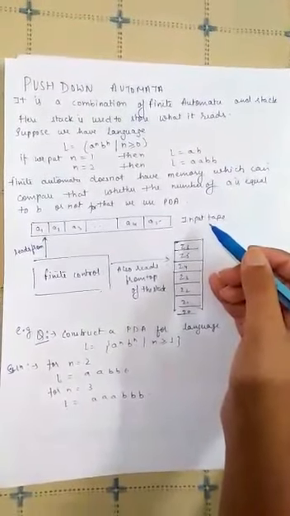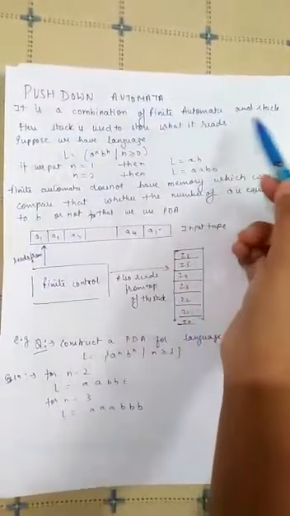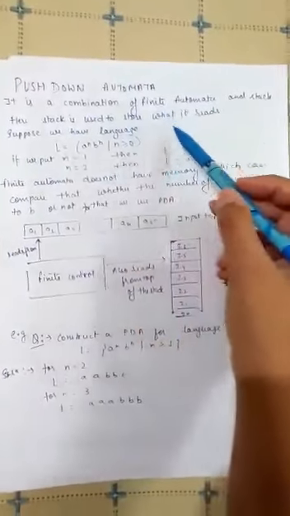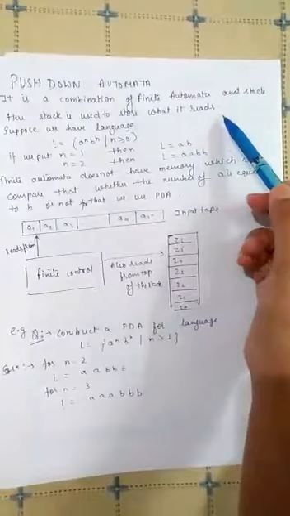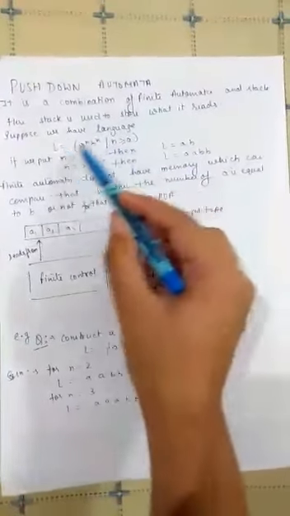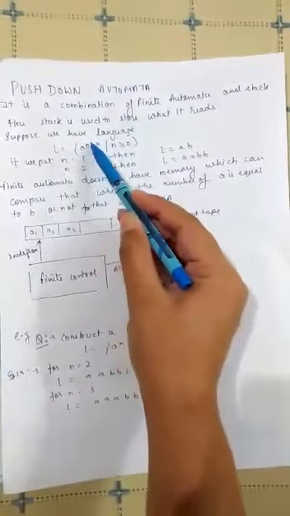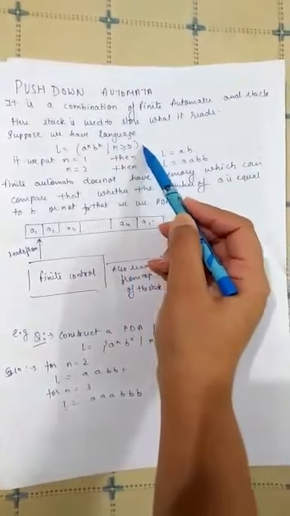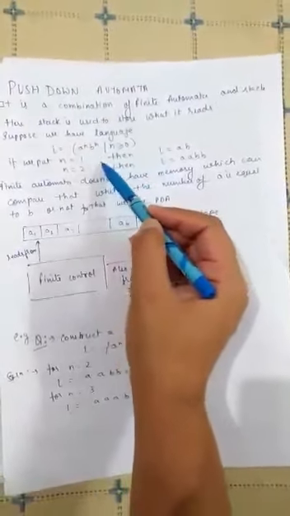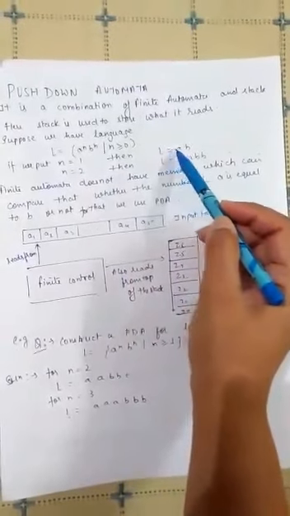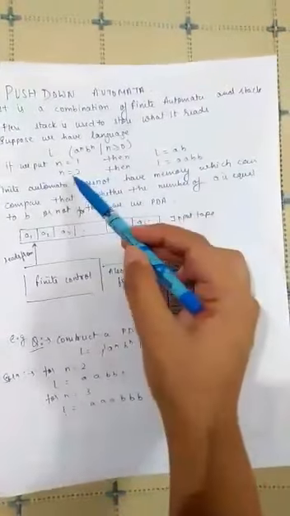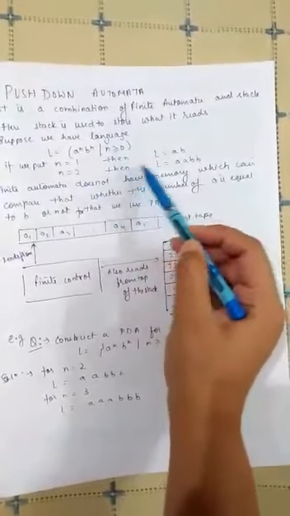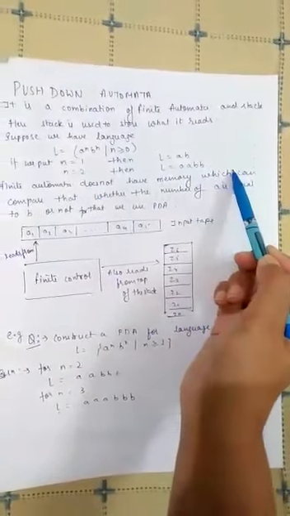Students, our topic is push-down automata. It is a combination of finite automata and a stack, where the stack is used to store what it reads. Suppose we have a language L equals a^n b^n, where n is greater than or equal to 0. If we put n equals 1, then we get the string ab. If we put n equals 2, then we get the string aabb.